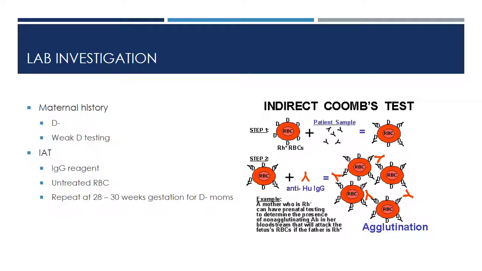And to do that, we just do the indirect Coombs. We do an IAT test, which is essentially an antibody screen. That's basically what you're doing. And it has to be done with IgG antiglobulin, and it has to be done with untreated red blood cells. Okay, you're not going to use the polyspecific antiglobulin, because remember, you're looking specifically for antibody. You're not looking for complement, you're looking for antibody.